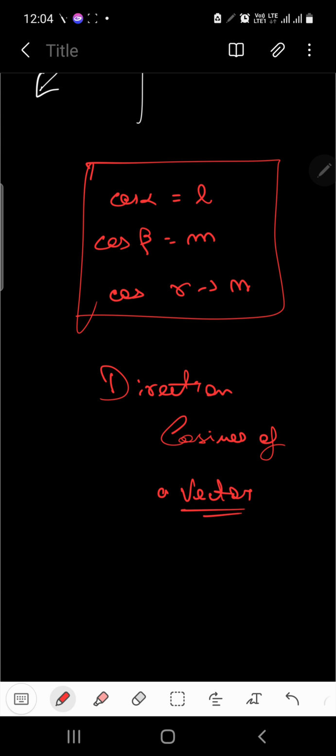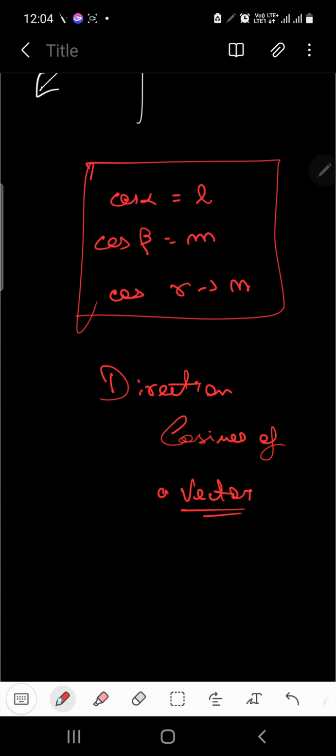Clear? There is also something called the direction ratio, which we are not going to talk about here, but we will be talking about direction ratio and direction cosines with more clarity when we will be studying the 3D geometry of straight lines. Clear? We are not going to talk about that much here.